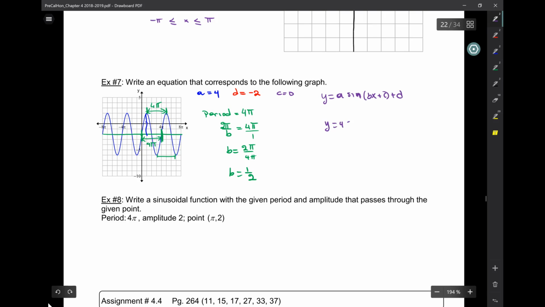Y equals 4 sine of half x plus or minus 2. Hang on, let me finish. If this ends here, you can get away with no parentheses. But when it's half x minus 2, you don't want to leave anything up to chance. Put parentheses where they go.